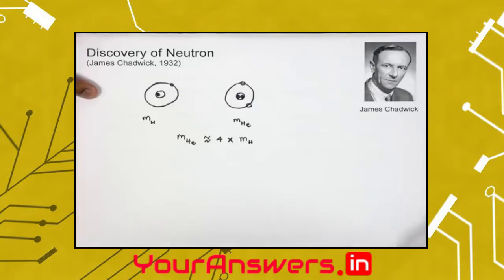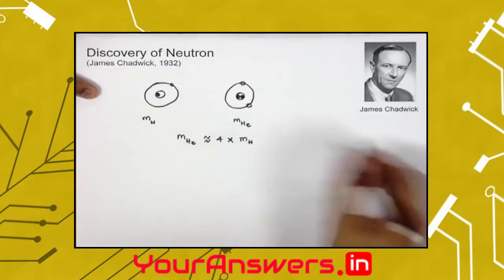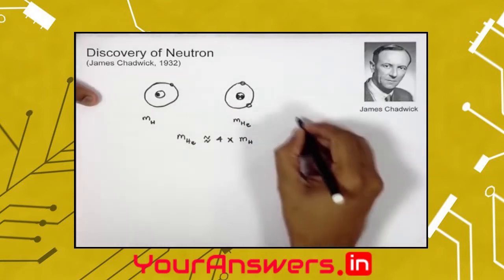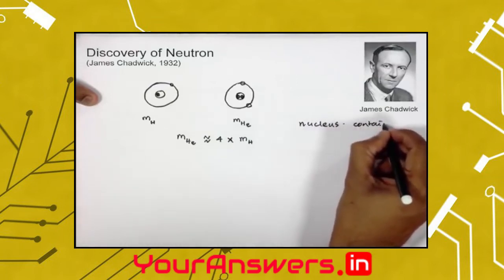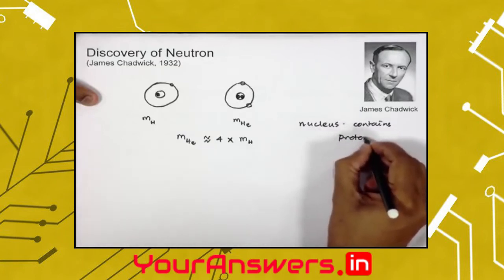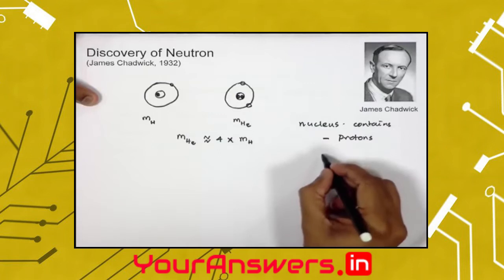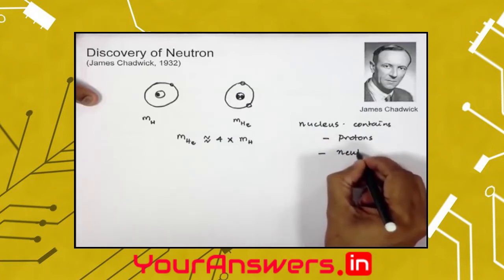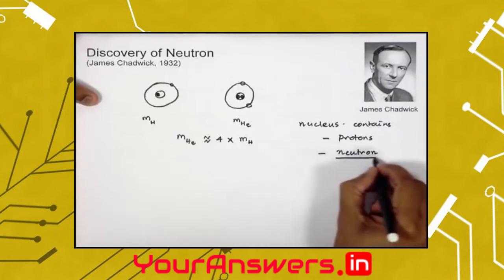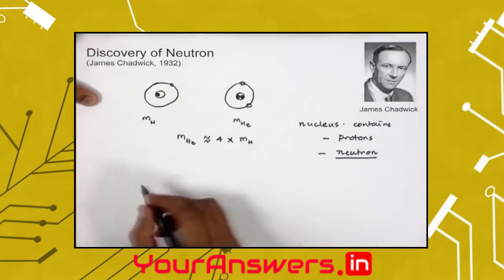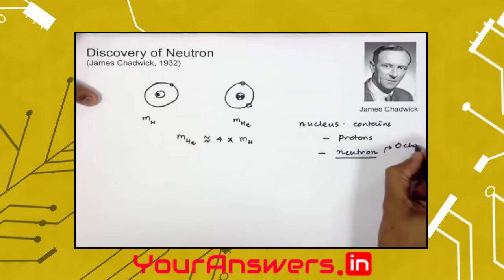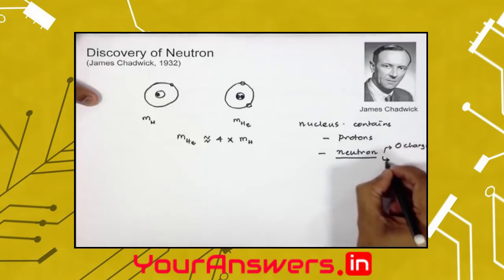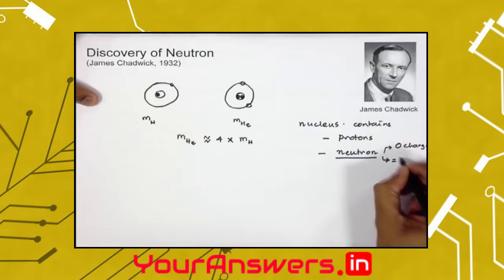It was in 1932 that James Chadwick did a series of experiments and discovered that the nucleus of course contains protons, as we have discussed earlier, which are charged particles. In addition to protons, it also contains a new set of particles that he called neutrons. These neutrons are chargeless, so they have 0 charge, and it was found that their mass is equivalent to the mass of a proton.